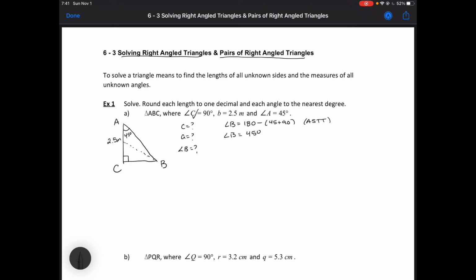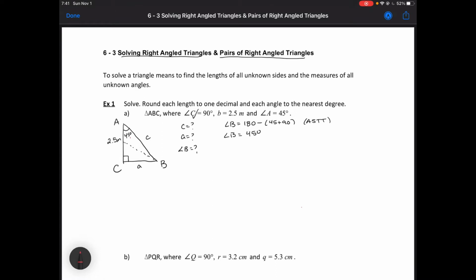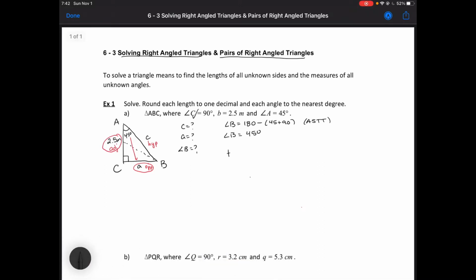The next thing that I'm going to do is find my little side a and my little side c using right-angled trigonometry. If I make A my chosen angle, the one that I'm given, I have my opposite side here, my adjacent side here, and then my hypotenuse. If I want to find little side a first, I need a trig ratio that has the opposite and the adjacent in it. I do have that. I can use my tan ratio to find little side a.